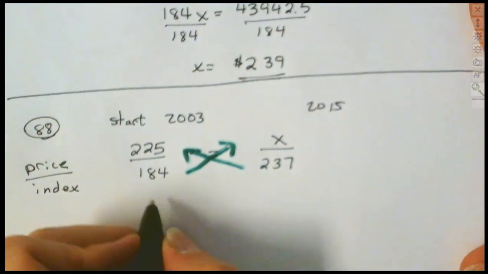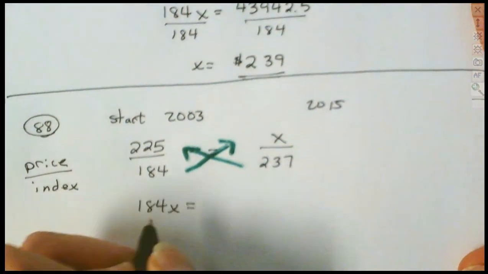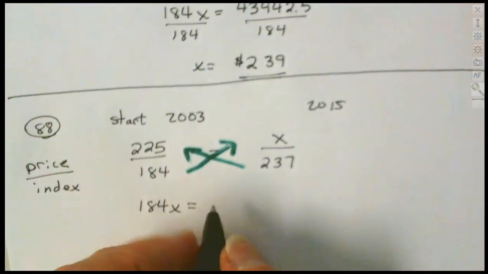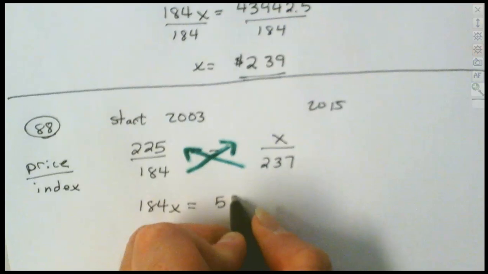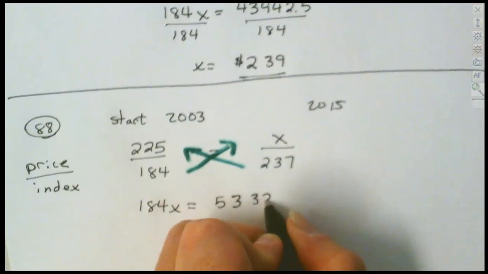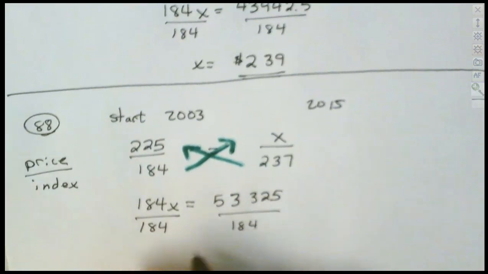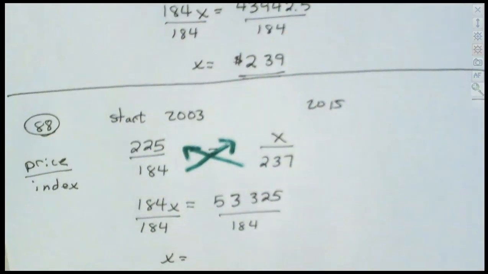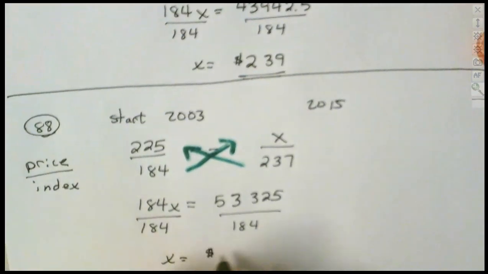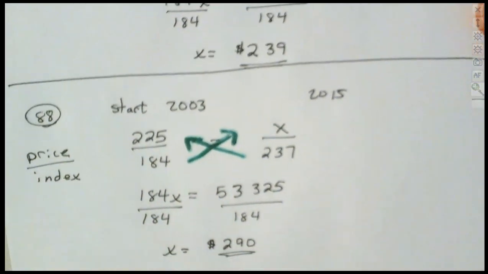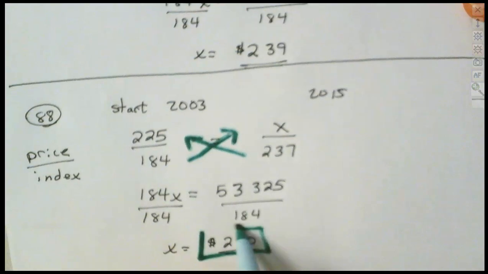So cross multiplying, that's 184x equals, now we multiply, looks like 53,325. Divide by that 184. And to the nearest dollar, my electric bill is going to be about $290. So that should be how much that electric bill should cost in 2015.